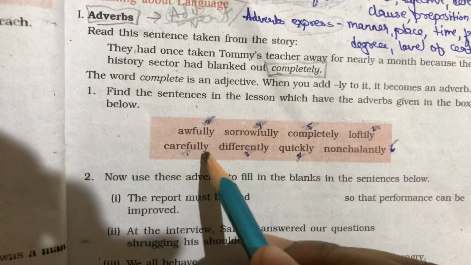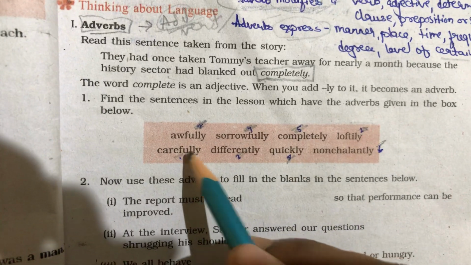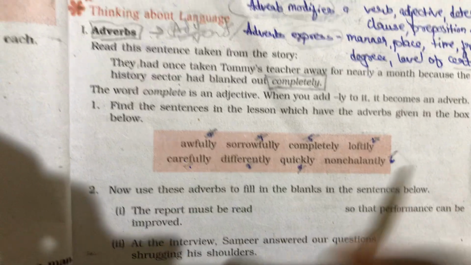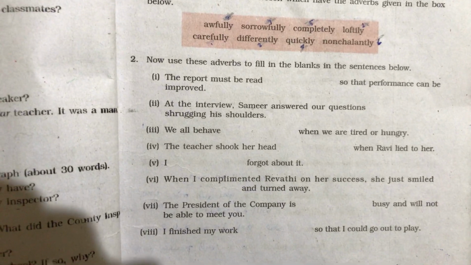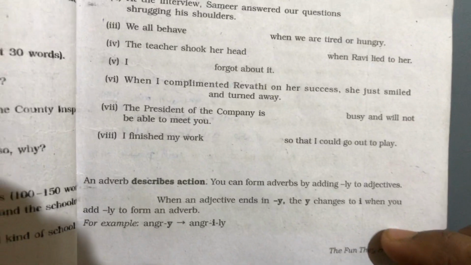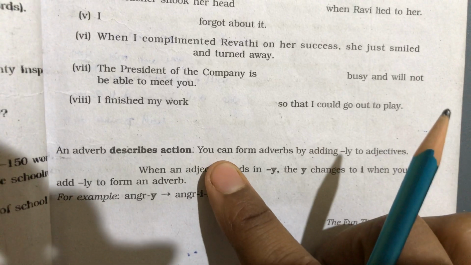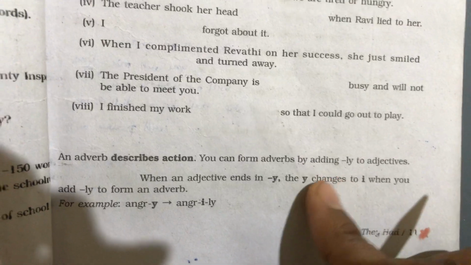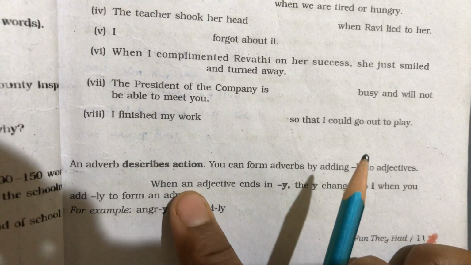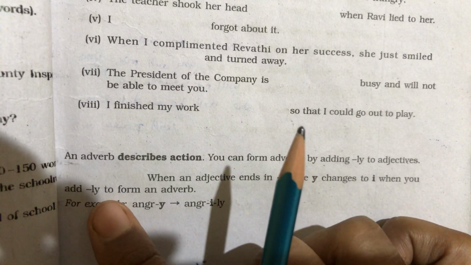Now these are a few adverbs: awfully, sorrowfully, completely, loftily, carefully, differently, quickly, nonchalantly. These are a few sentences. You just pause the video and try to solve this on your own as we do in your classroom. Now coming to the next part, an adverb describes action. You can form adverbs by adding ly to an adjective. When an adjective ends with y, the y changes to i, and then you add ly. Suppose angry, angrily.